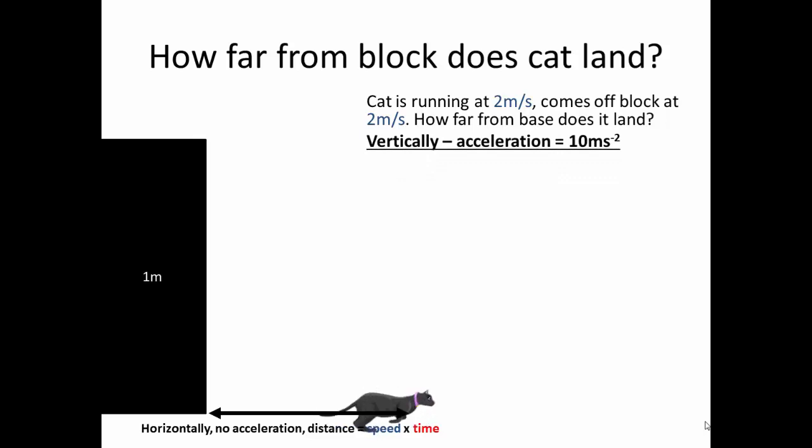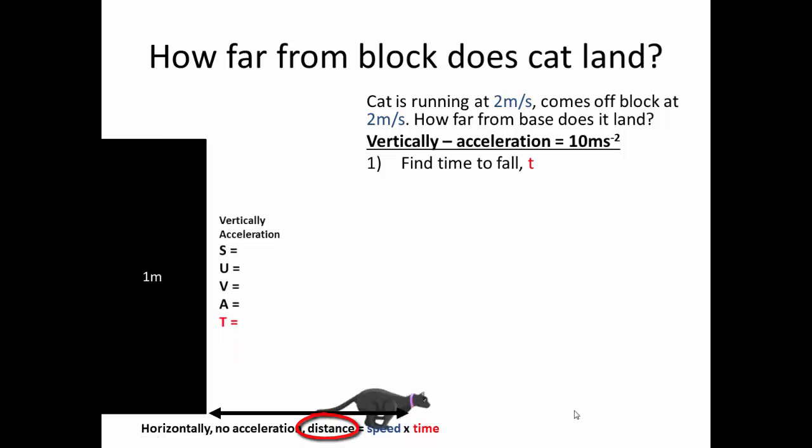We know vertically the acceleration is 10 meters per second squared. So we need to find, first of all, the time it takes to fall. Why do we need to find the time it takes to fall? Because we know the speed. We need to find the time to calculate the distance that it travels. So let's find the time to fall. These are the values. S is equal to 1 meter. U is equal to 0 because vertically the speed is equal to 0. V, we don't know, we don't care. A is acceleration downwards, which is 10 meters per second squared, and the time is what we have to find out. So it's the third equation.